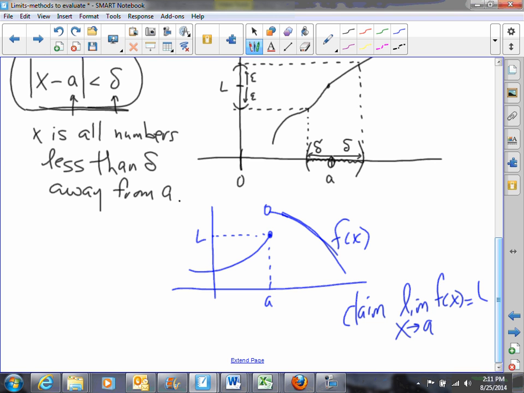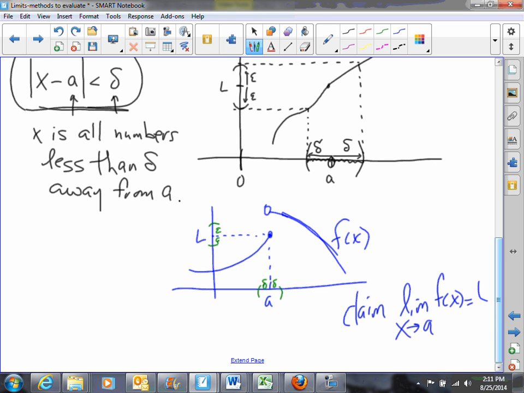Now, it says for every epsilon greater than 0, there exists a delta greater than 0. So let's say you pick your epsilon so that it is this high here. Now what I've got to do is find a delta that we could put around A so that everything in that delta interval around A will map into the epsilon interval around L.